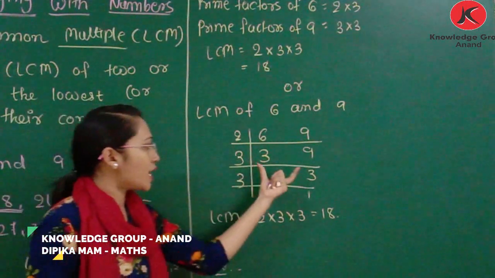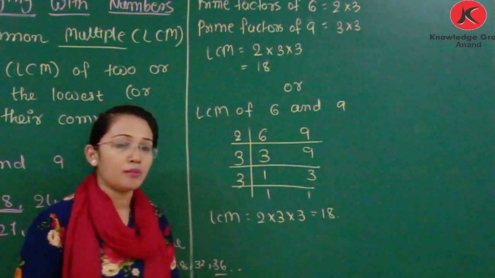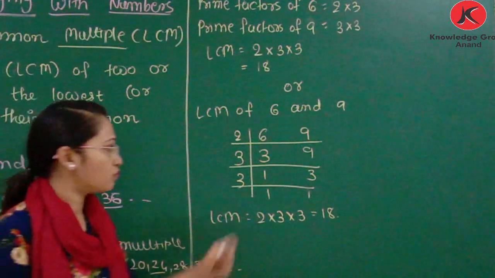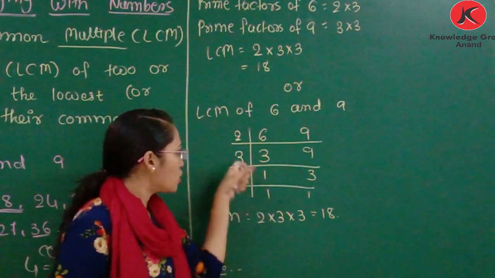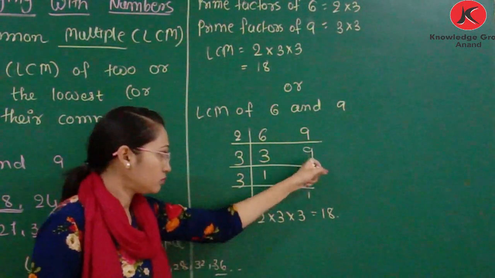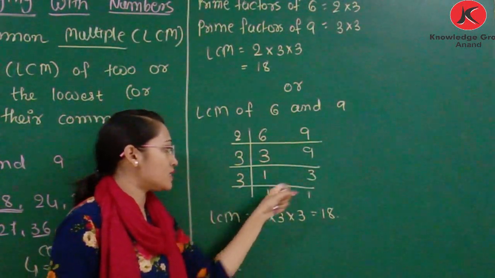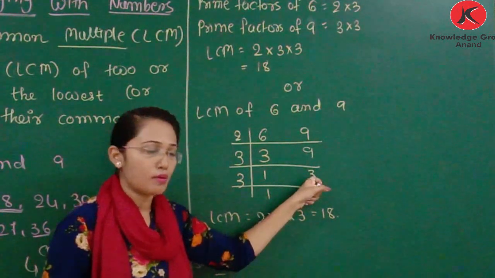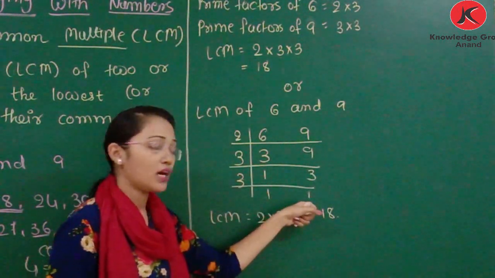No. Now check it with 3. Is there any number that is divisible by 3? Yes. Both numbers are divisible by 3. So 3 1s are 3 and 3 3s are 9. Now 1 as it is, 3 is divisible by 3. So 3 1s are 3.